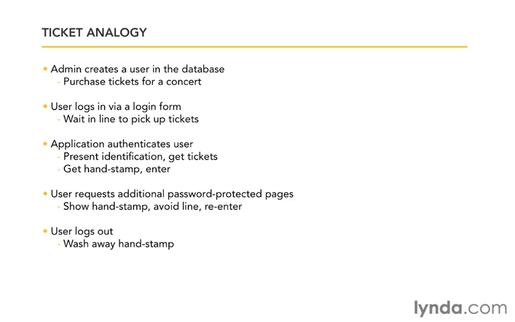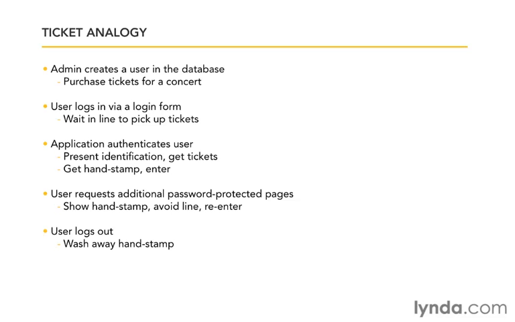And then when you show up at the front of the line, you present your identification. You show them your ID, the credit card you bought it with, and the ticket booth is then able to determine that you are authorized to attend this event and you get your tickets. They also give you a hand stamp at that point, and from then on, you're authorized to go in and out of the event. You can come in and out as much as you need, and you have a hand stamp on your hand that will make sure that you're always allowed to enter. So you can just show your hand stamp, avoid the line, and re-enter.